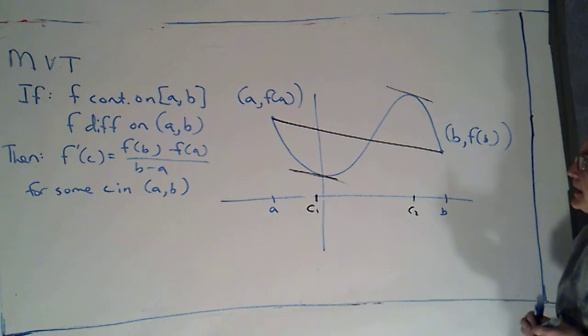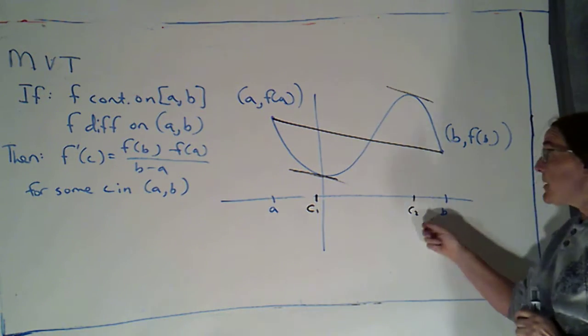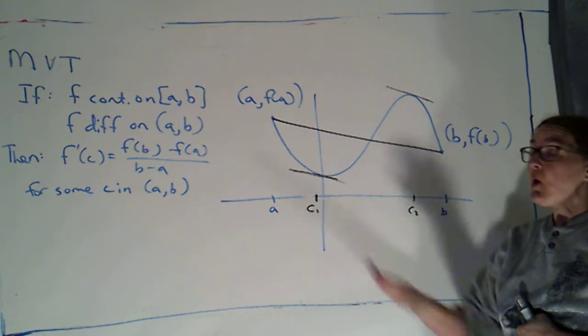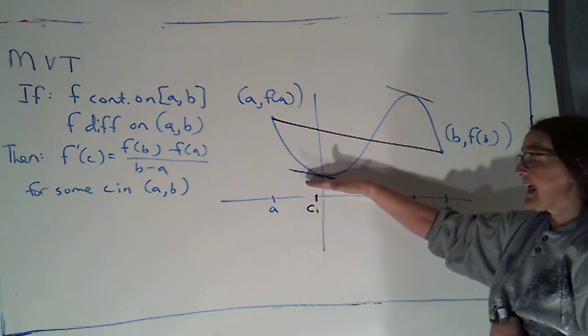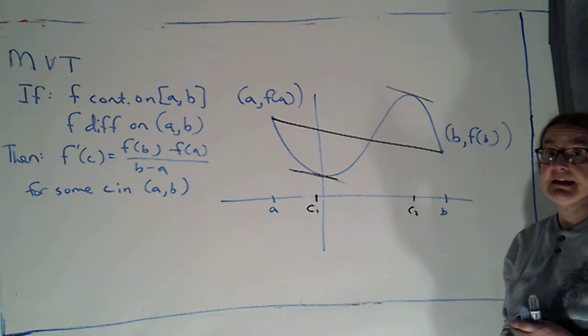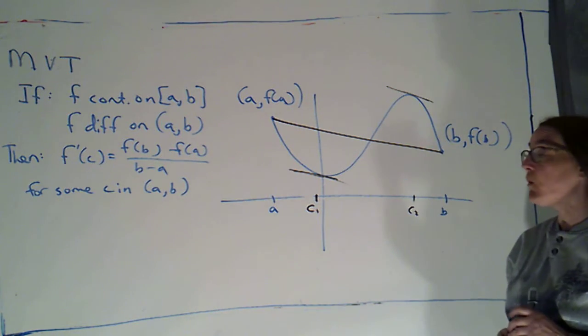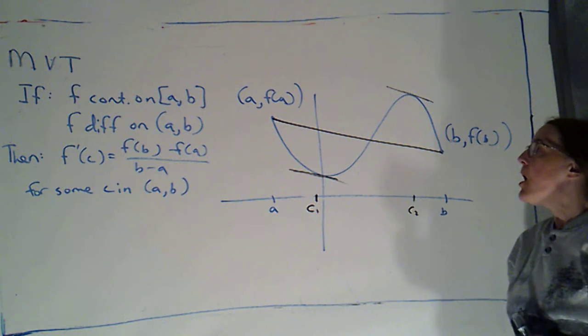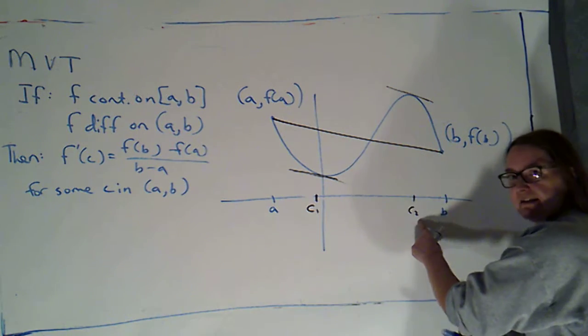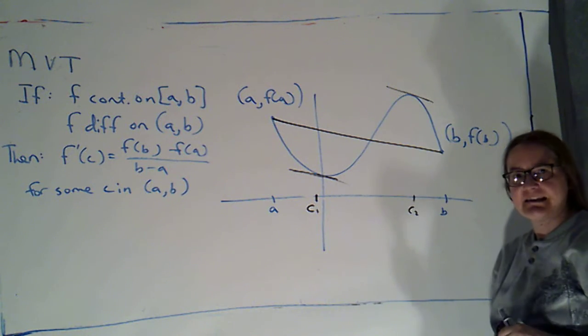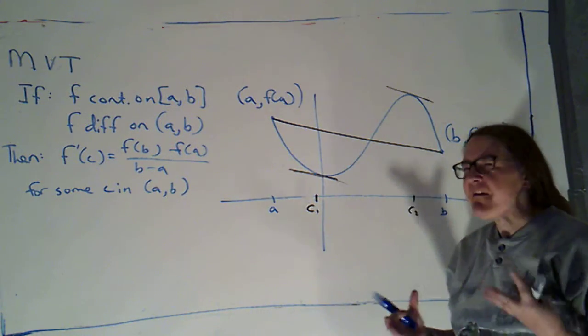Okay. Now, that's entirely possible. It would be possible that there's just one. What's not possible is that there's no place where the tangent line is parallel to the secant line. There's got to be at least one by the mean value theorem. What the mean value theorem doesn't tell us is where it is. It just tells us that it exists. And that feels kind of abstract.